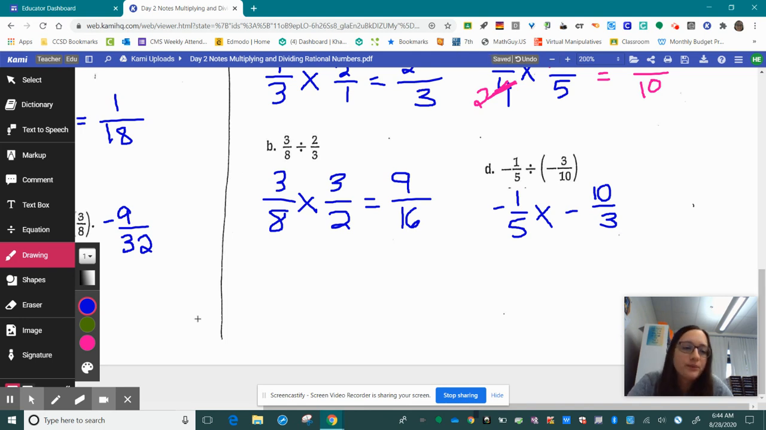And then we continue. I see things that can simplify. Not the 1 and the 3, but the 10 and the 5 can both divide by 5. So 5 divided by 5 is 1. 10 divided by 5 is 2. From here, we can multiply straight across. So we have 1 times 2 is 2. 1 times 3 is 3. And then we have different signs. Negative times a negative gives us a positive. So 2/3 is our answer. Let me know if you have any questions.